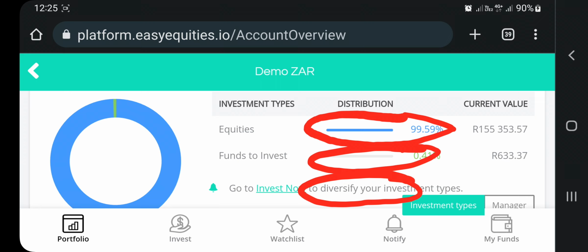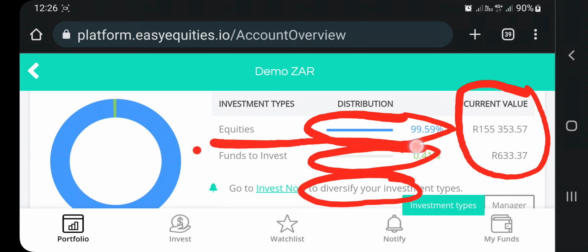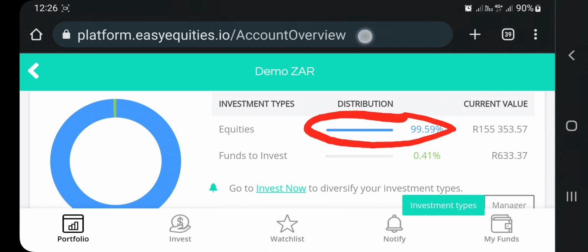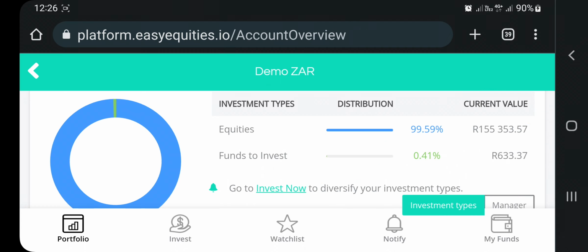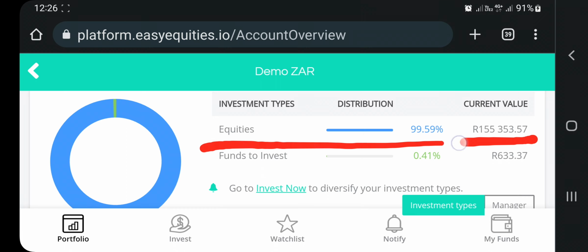I'm just making an example. Then you're going to see the value of each of your investment types. For your equities, as you can see, equities are 99.59 in percentage, 99.59. Then your current value is 155,353. Then the value is going to appear here, okay?